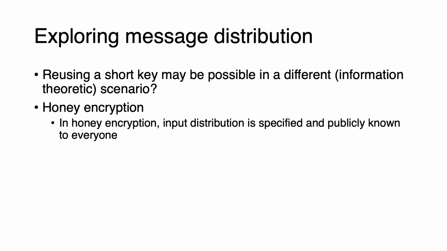Entropic security suggests that if we add restrictions to the input, then we may be able to use shorter keys. A natural question is, can we give different restrictions to the input and come up with a new scenario where we can use a shorter key and probably reuse the key at the same time? After some research work, we find honey encryption might be suitable. In honey encryption, the input distribution is specified and publicly known to everyone. This restriction is in some sense less general than entropic security, but there is no entropy requirement, and therefore honey encryption performs better than entropic security for low entropy inputs.